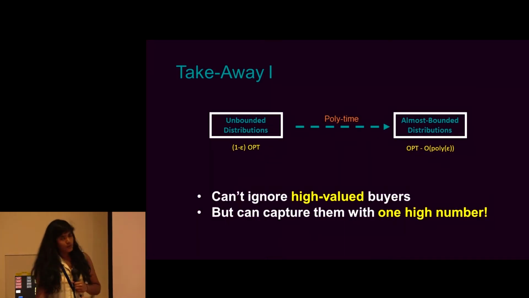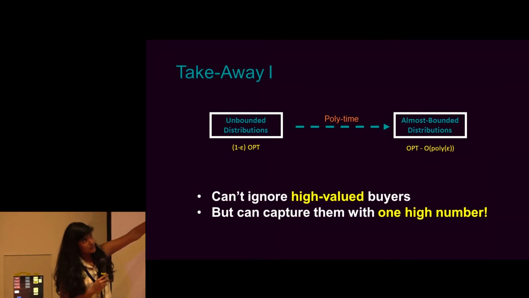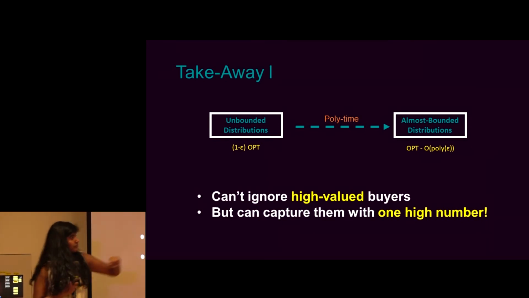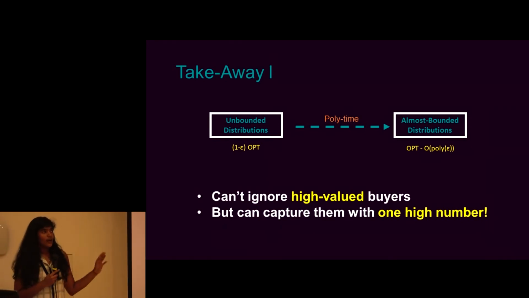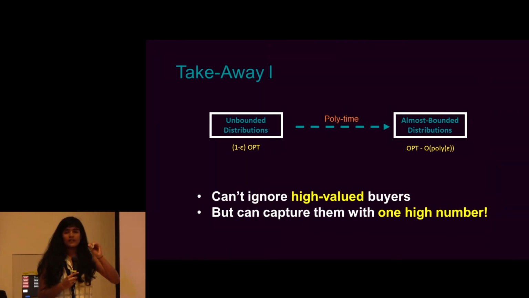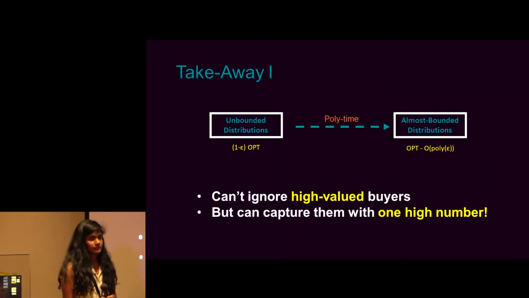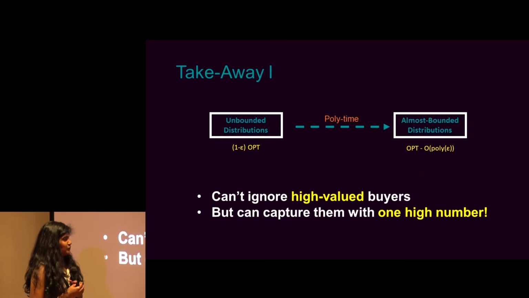Yeah, so the main thing to take away from that part is that we have a polytime reduction from unbounded distributions to almost bounded distributions. But we can't ignore high-valued buyers, but I can capture them with one single number. Even if it's a fat tail, I'll give you one very big number to capture the tail. But then you can find the bound, right? Take the maximum.